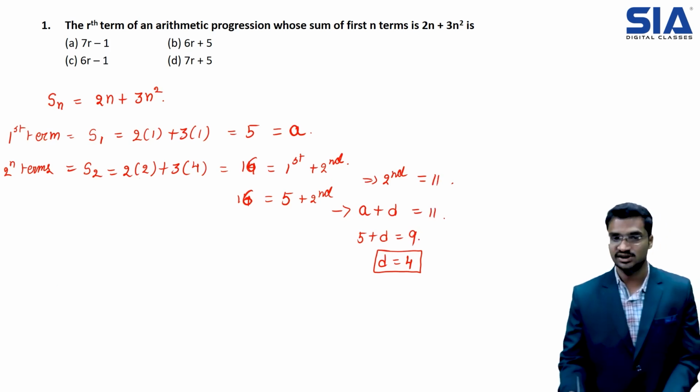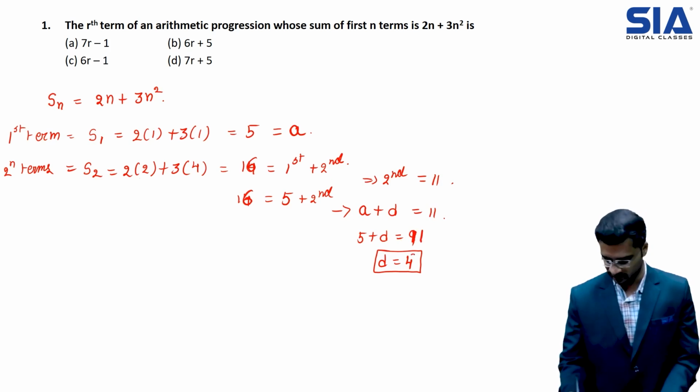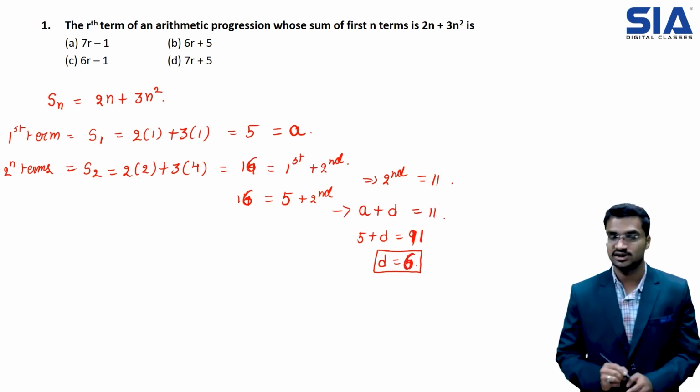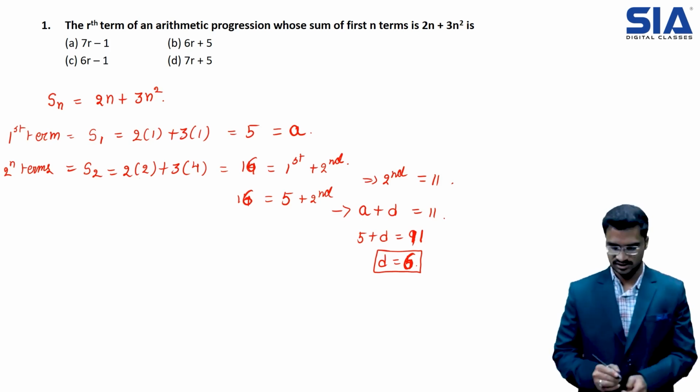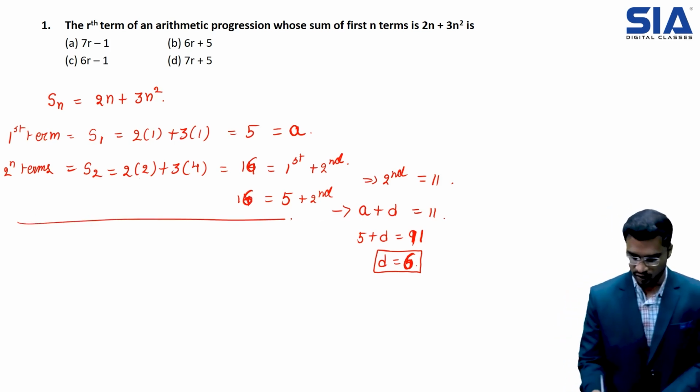So if a plus d is 11, then 11 minus 5 is what? 11 minus 5 is 6. So the common difference here is 6. These values are 16. Now what do we have to find?